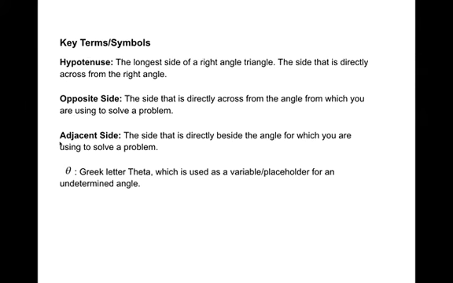Now, when we talk about labeling our sides, the hypotenuse is always the longest side of a right angle triangle. It's the side that's directly across from the right angle. The opposite side and the adjacent side are stated depending on which angle you're trying to find. The opposite side is directly opposite the angle you're trying to find. The adjacent would be the one next to it.